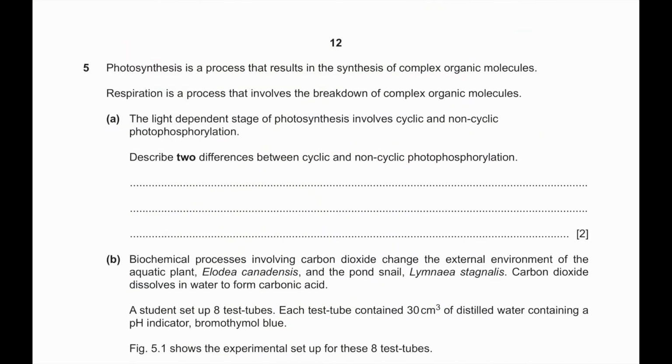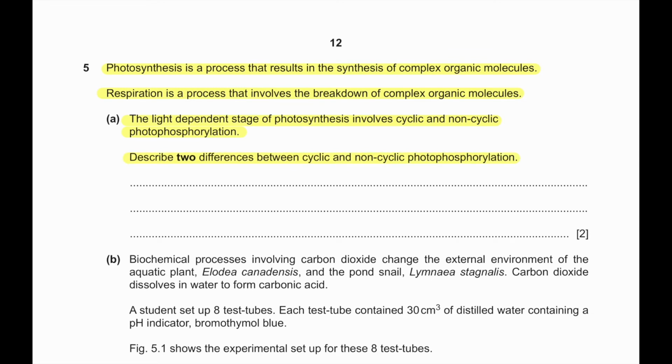Question number 5. Photosynthesis is a process that results in the synthesis of complex organic molecules. Respiration is a process that involves the breakdown of complex organic molecules. The light-dependent stage of photosynthesis involves cyclic and non-cyclic photophosphorylation. Describe two differences between cyclic and non-cyclic photophosphorylation.